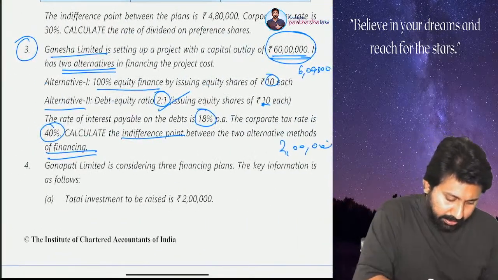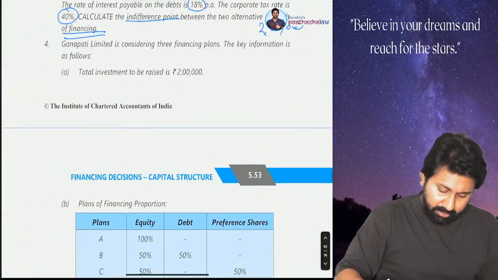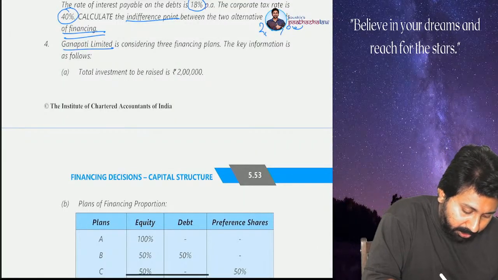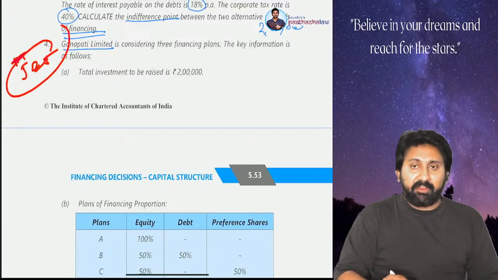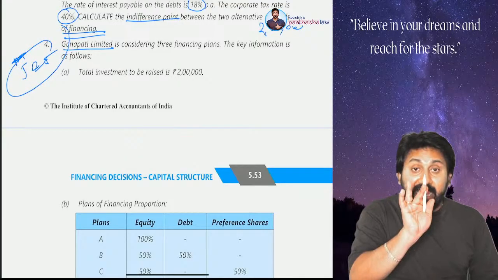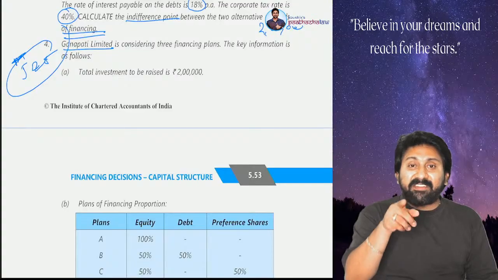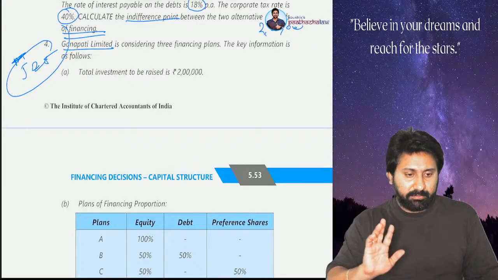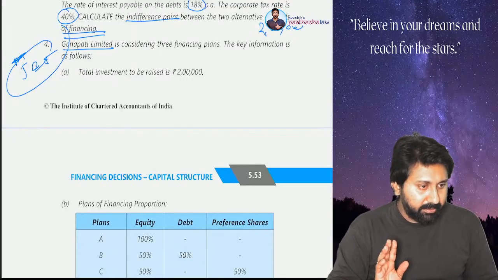Okay. Next, number 4. Ganapati Limited. This question is marked important for the coming exam, day after tomorrow. This question can directly come in the exam. Even after telling that it will directly come in the exam, if you sleep, even God can't save you.